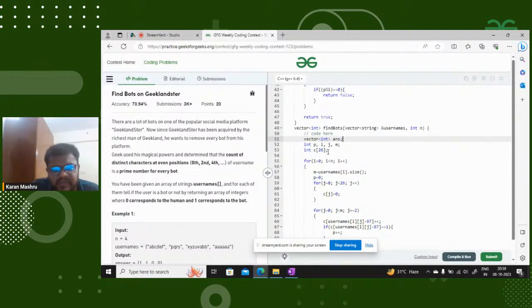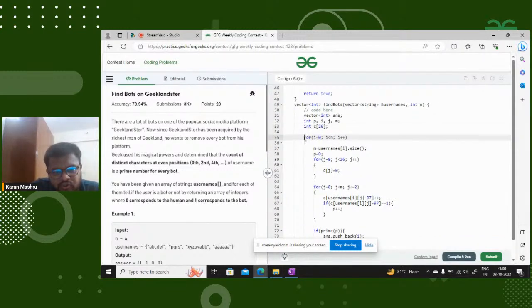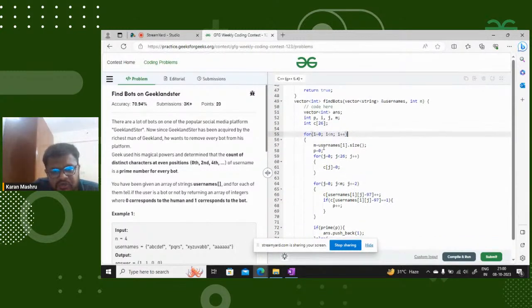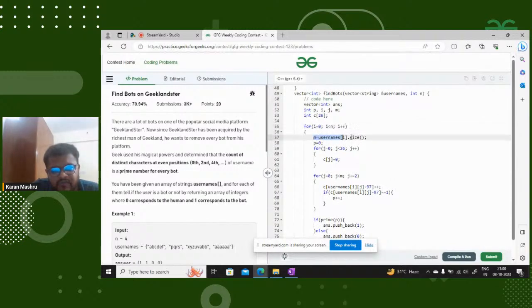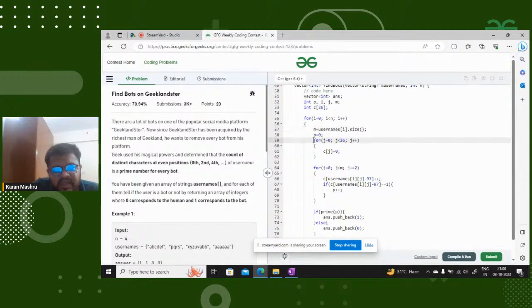Then I've taken some variables and I've taken one counter array of size 26. So C of 0 will represent the count of A, C of 1 will represent the count of B, C of 2 will represent the count of C, and C of 25 will represent the count of Z in a username. So I have traversed through the array of usernames, i equals 0 to n. First of all, I have taken the length of the ith username. So m is equal to usernames of i dot size. Then I have initialized the count of all A to Z as 0 initially, and I have taken P as 0 initially. P is the count of distinct characters in the ith username.